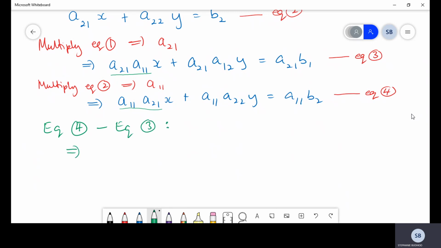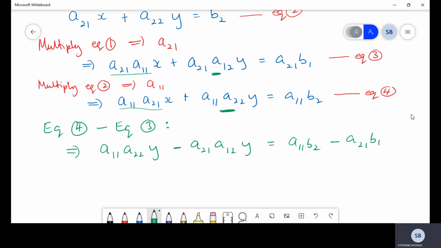Well, let's see. If we subtract equation 4 minus this one, obviously the first two terms are going to cancel. Then we'll end up getting A11 A22 y, which is this term here, subtract this one, which is A21 A12 y. Now that takes care of the left-hand side of these two terms here and here. Now we want to deal with the right-hand side. You have to remember which equation you were subtracting from which one. We took equation 4 first, and then we subtracted equation 3.